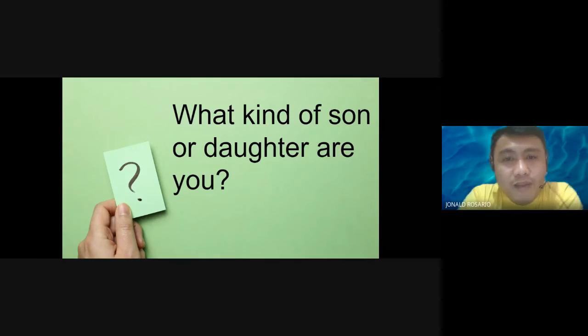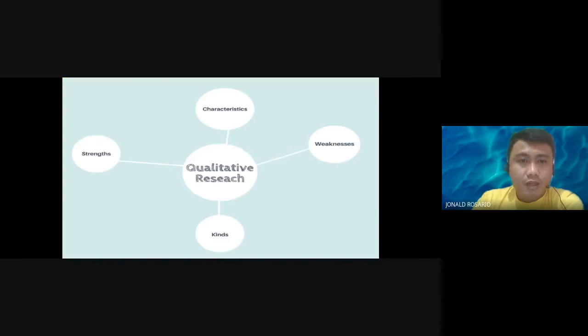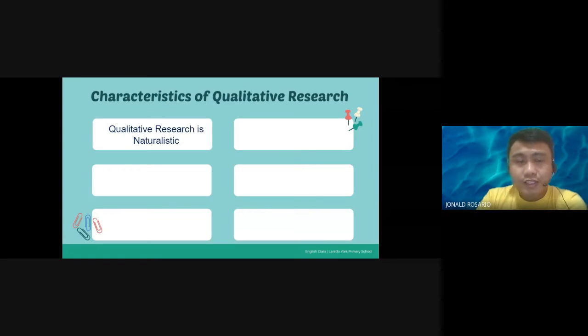So why did we do this activity, class? We did this activity because it is related, of course, to our lesson for today. Like as humans, we also have our characteristics, our strengths, weaknesses, and the kind of people we are. It is also the same case with qualitative research. Qualitative research also has characteristics, strengths, weaknesses, and of course, kinds. So ito po ang ating lesson for today.